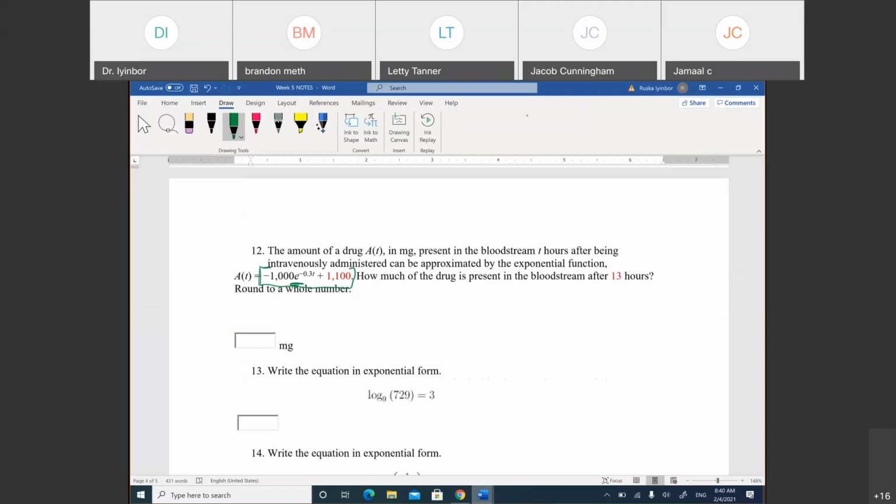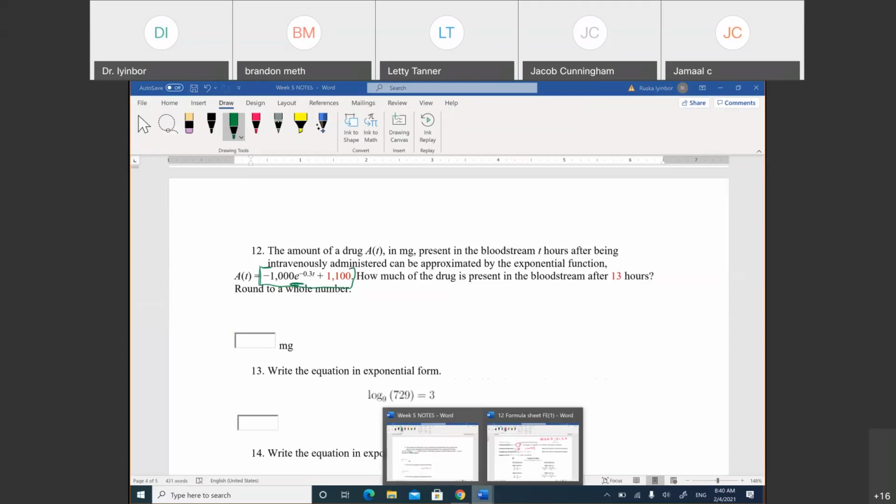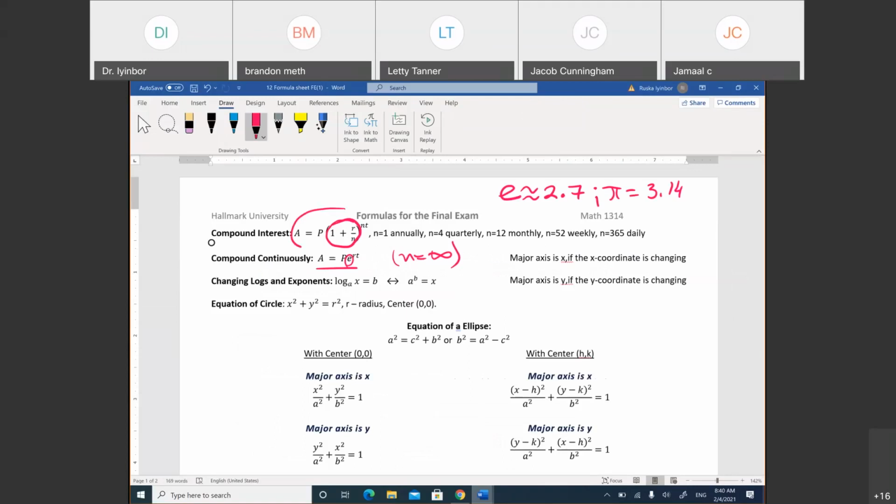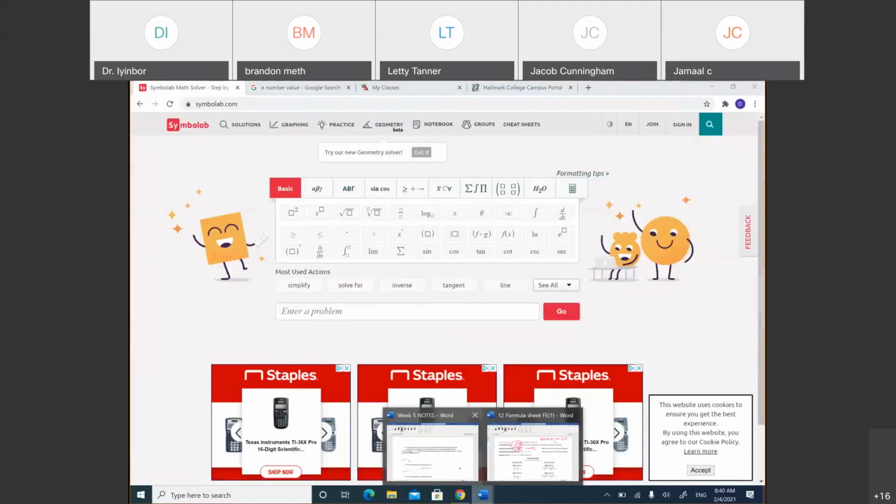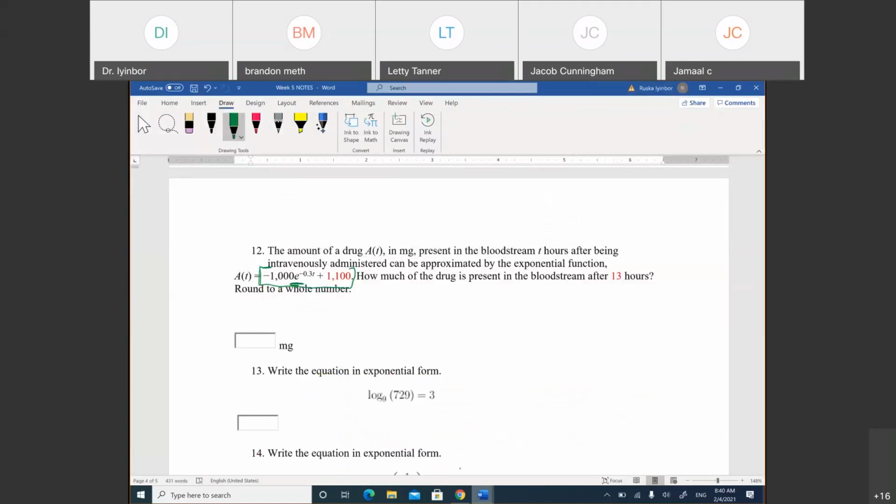We're not using the equation for compound interest. It's a function with exponent. Continuous growth is a function with exponent, right? So here we're using a different function which also has an exponent. The question is, using this function, how much drug is present in the bloodstream after 13 hours? The time is t, and they're saying 13 hours. So in this formula, you replace t with 13.